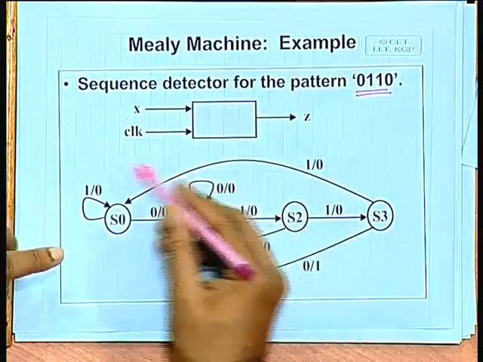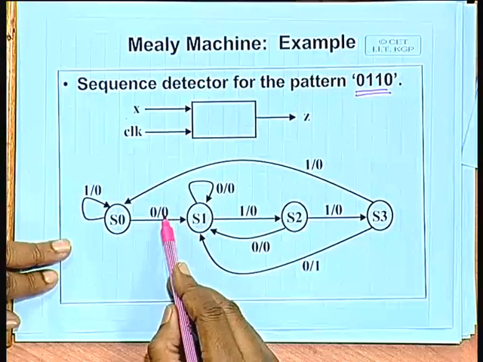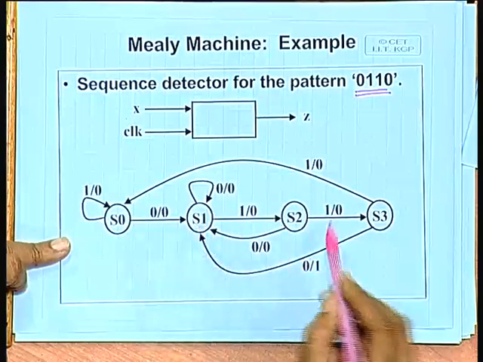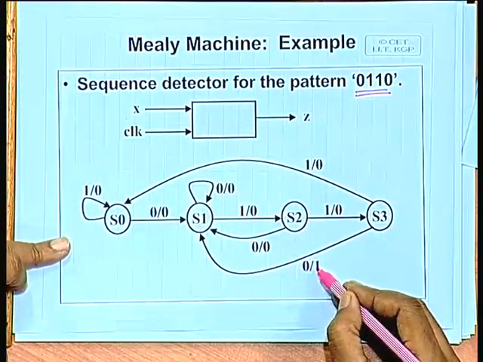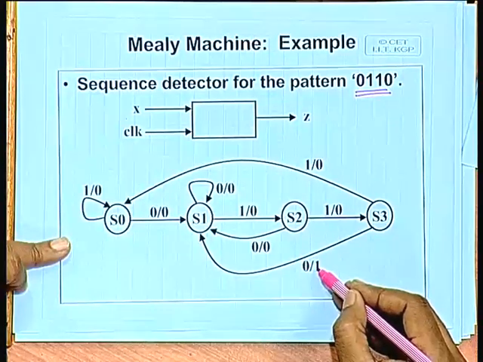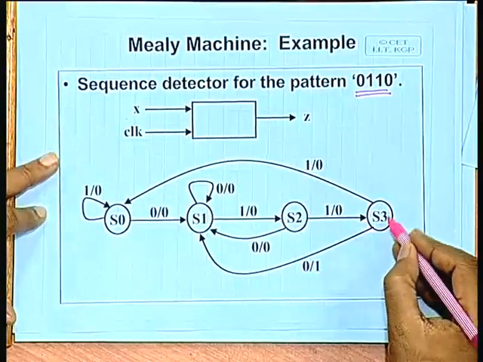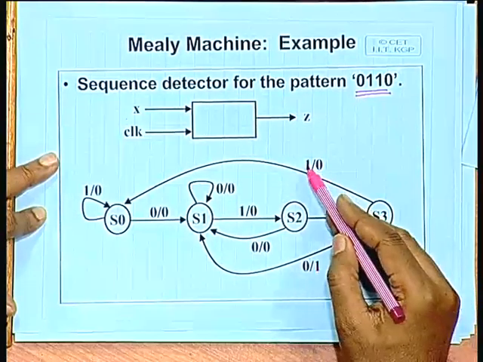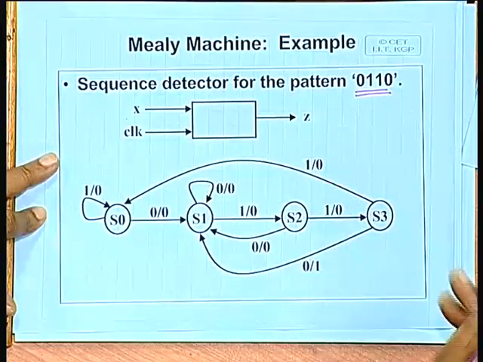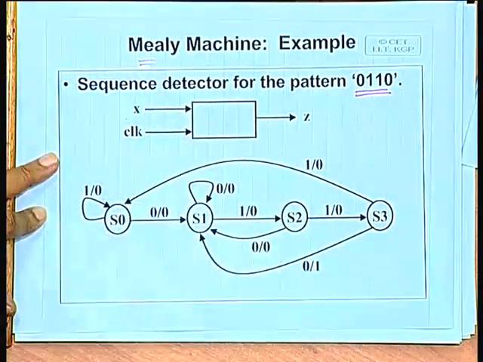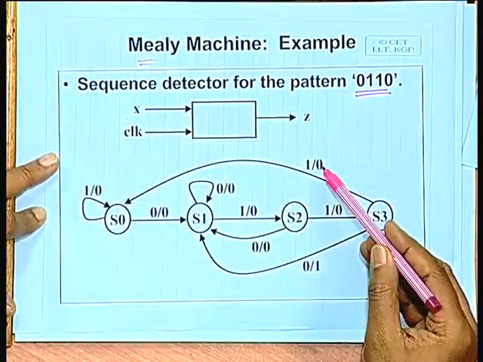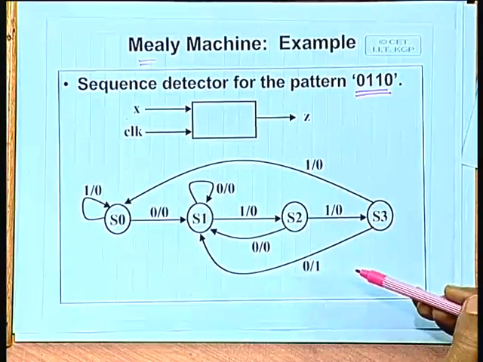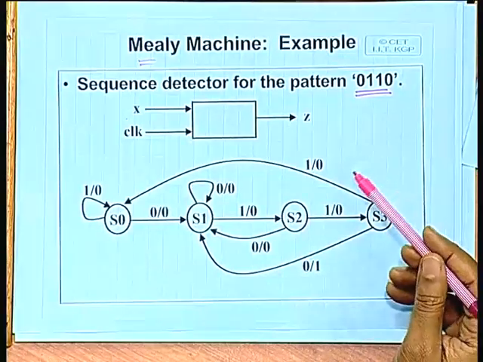Now, you see in this example, the output which is being generated does not only depend on the state, it also depends on what input we are getting at that point in time. For example, while in S3, if the input is 0, the output is 1, if the input is 1, the output is 0. This is what Mealy machine is all about. So, the outputs are also dependent on the primary inputs. Okay. So, the way we can model this is as follows.